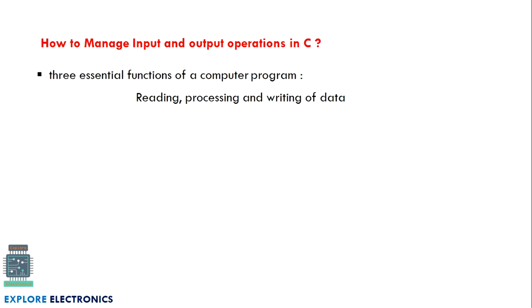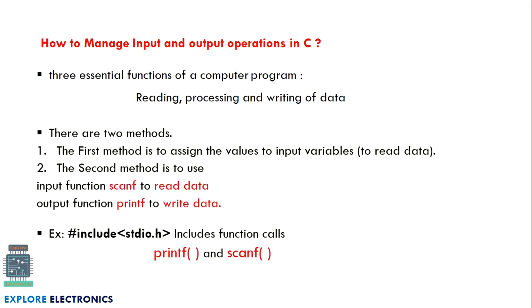So let's understand that in any C program we will have three major steps, that is reading the input, processing, and writing the output. In order to read the data, there are two ways in which we can do this. One is by assigning the values to the variables directly, and the second way is to use the scanf and printf statements. Scanf to read the data and printf to write the data. So with a small example, let's understand how to use scanf and printf to read and write the data.